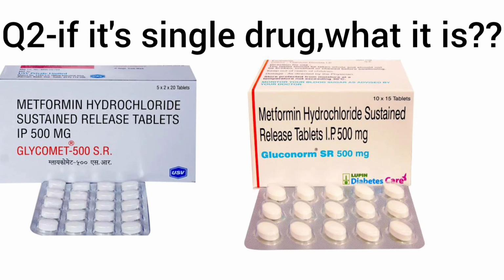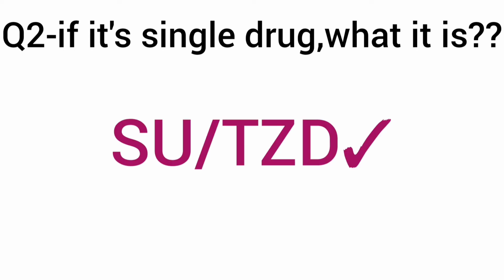The brands available are Glycomet SR or Gluconorm SR. We can see here in the picture. It is better to prescribe SR formulations because the patient will be more compliant, as it requires only OD dosing. If the patient has a contraindication for metformin or is intolerant to metformin, then the best single agent to start off with is sulfonylureas or thiazolidinediones.